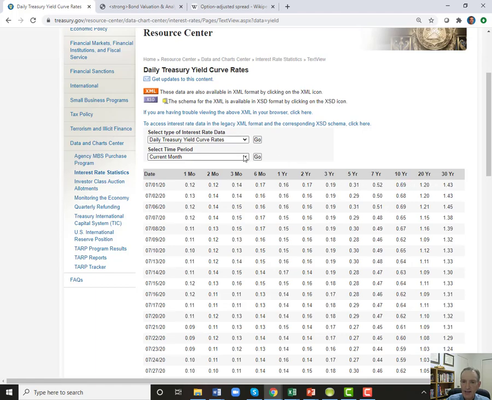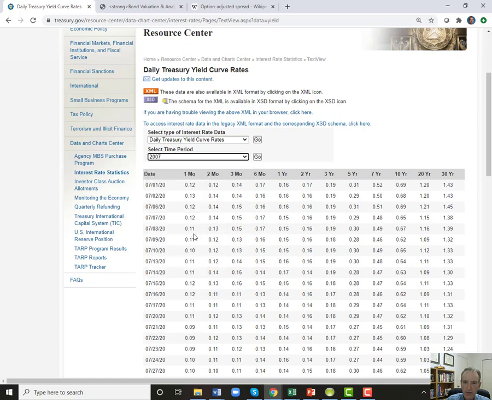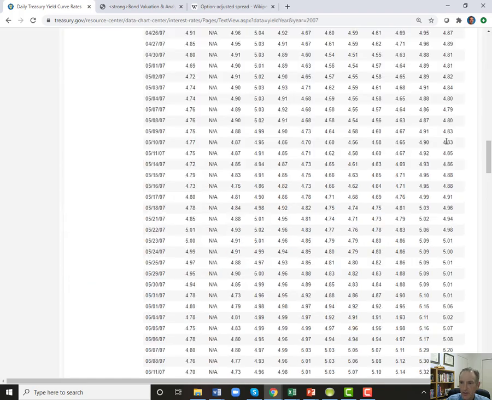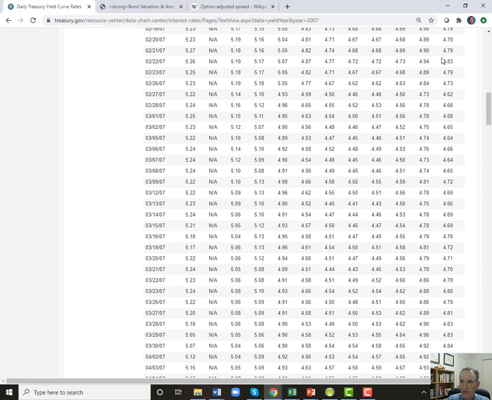Now you can go back in time if you'd like to. We can go back to say 2007. Like you look at May, you'll notice that the long-term rate, 4.8%, is actually lower than the short-term rate. And you'll see that in a few places. Over here, 4.83 versus 5.19.